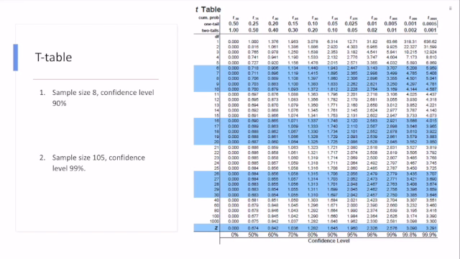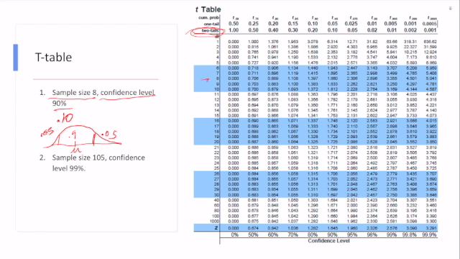So here's a t-table, okay? The t-table, we're always going to want to use the area in two tails, right? So let's see how to read this. If I wanted a sample size of 8 and a confidence level of 90%, that means that my area in two tails would be 0.10, right? That's the area left over if I want to have a 90% confidence interval. This would be 0.9. This would be 0.05, 0.05.